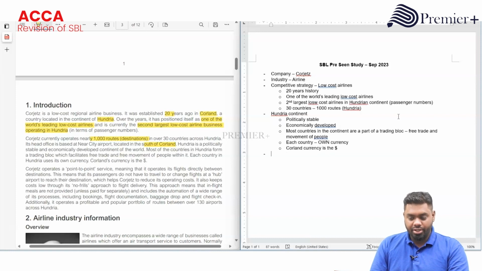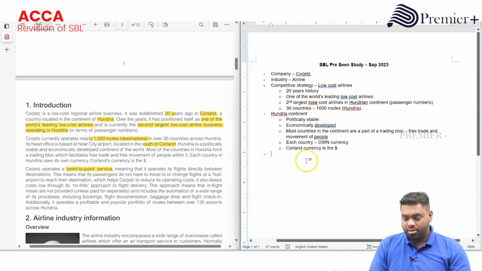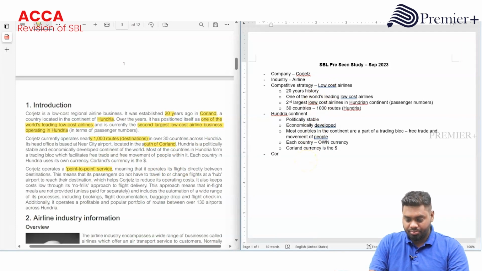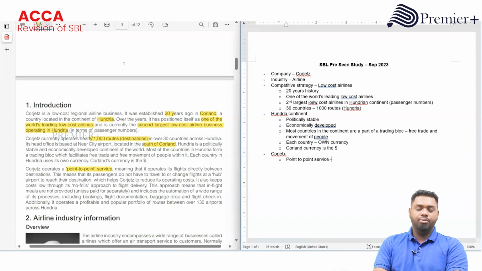Courjets operates a point-to-point service, meaning that it operates its flights directly between destinations. So coming back to Courjets, point-to-point service means directly from one destination to another destination. They have a direct airline rather than going through multiple checkpoints.